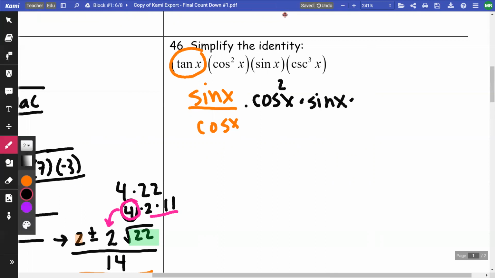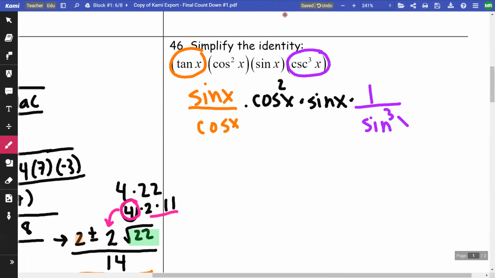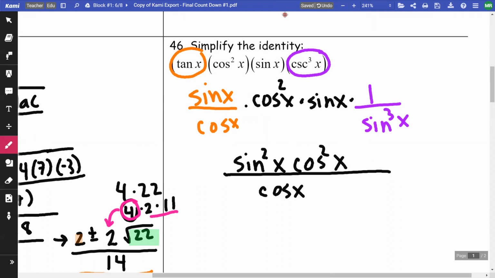And then I am going to rewrite this. The reciprocal of cosecant is sine. Remember, c doesn't go with c, s doesn't go with s. So this is going to be 1 over sine cubed x. So then when I'm looking at this, on top, I'm going to have a sine squared x, cosine squared x. On bottom, I'm going to have a cosine x and a sine cubed x.